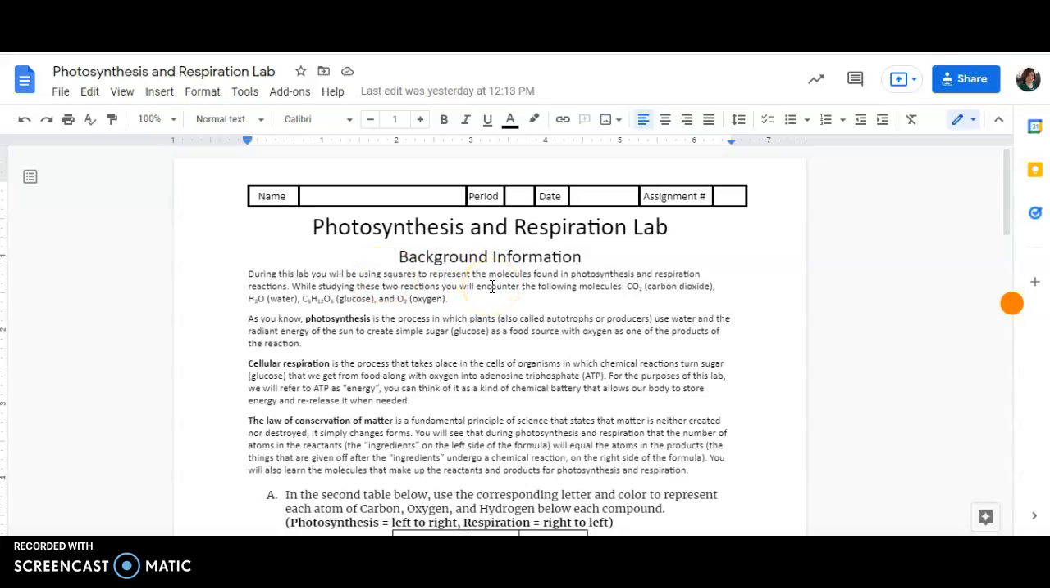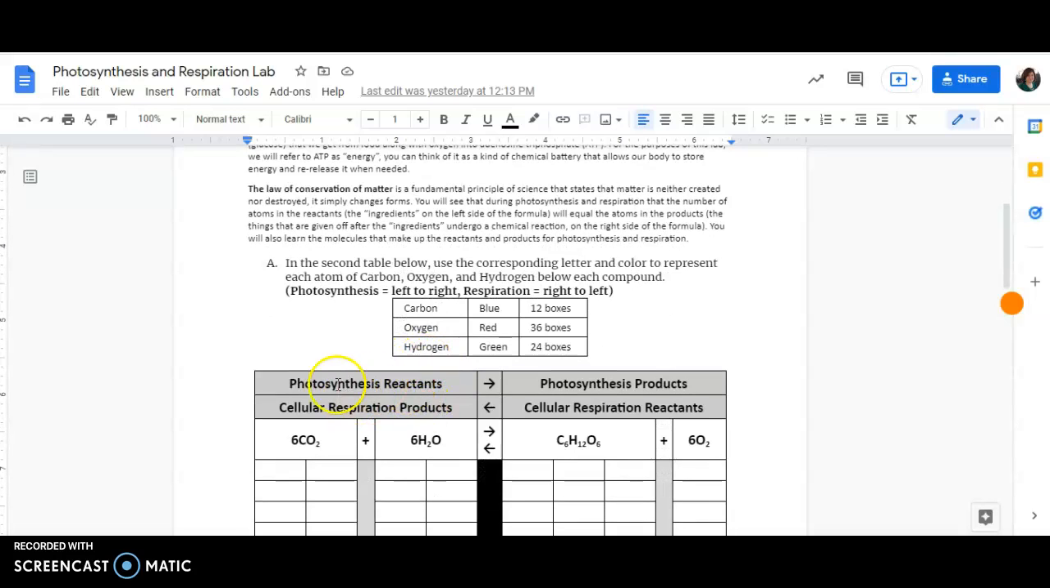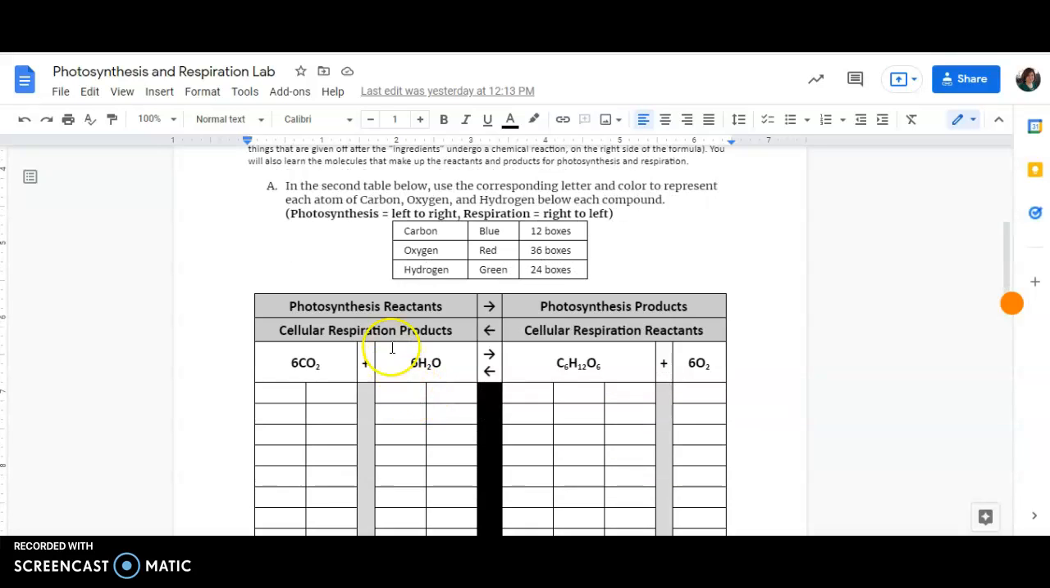Today we are working on the photosynthesis and cellular respiration lab. There is some background information for you to read through on your own. It reminds you that we have the law of conservation of matter, where atoms can't appear or disappear out of nowhere, and that reactants are on the left, products are on the right, and for cellular respiration it's reversed. Notice that these are the reactants for cellular respiration and these are the products. What we're trying to show is that these equations do follow the law of conservation of matter.